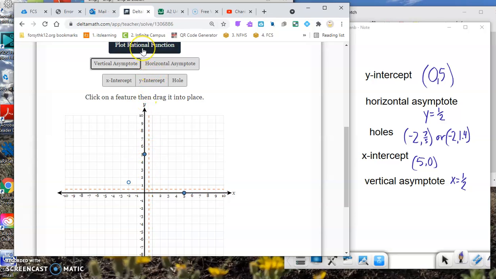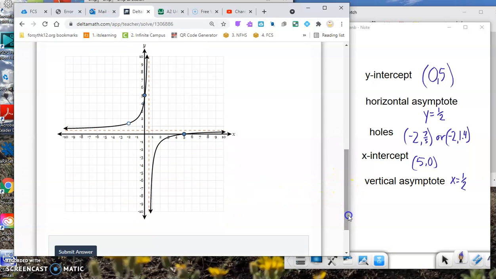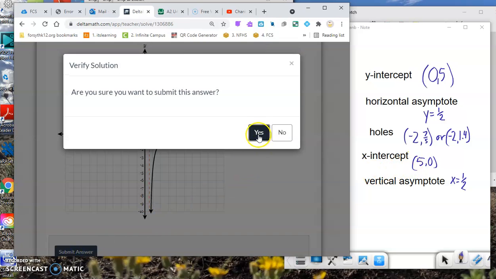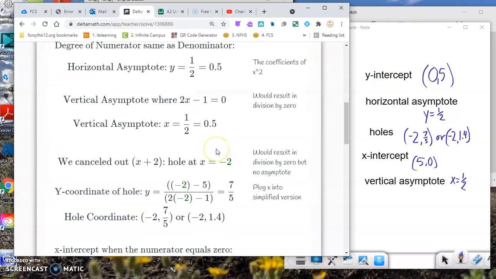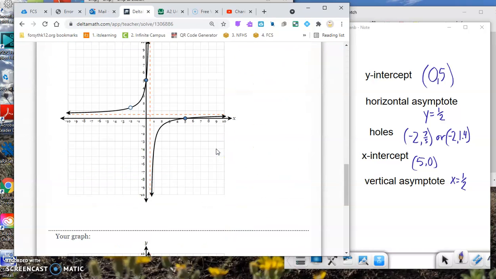Put that in there, and after all that, I get to click on plot rational function, and it's going to do that for me. Now, on a test, you're going to have to use the calculator and plug into the table key some x values and get the y values and plot more on there and draw those lines yourself. But deltamath is going to give you a lot of practice finding these 5 critical features, and then I'm going to submit my answer. That'd be terrible if I got an X on this, but I got the green check mark, which means it is all good. And that was pretty cool.